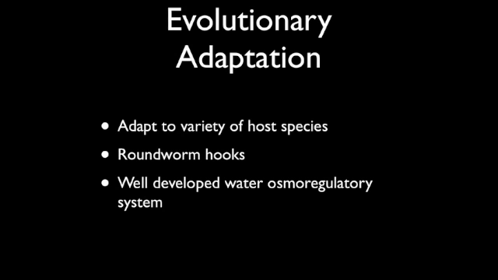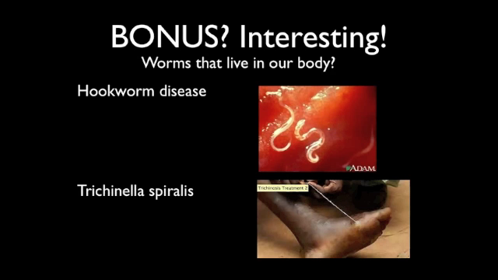Evolutionary adaptation. Roundworms parasitize plants, and no single animal species is without its own particular species-specific roundworms. Thus, these parasites are very successful organisms and have adapted to a wide variety of host species. Roundworm hooks are accessory attachment apparatus. Roundworms have well-developed osmoregulatory systems for controlling the water quantity in the body. Interesting facts about nematodes: humans are host to at least 50 nematode species, including pinworms and hookworms.